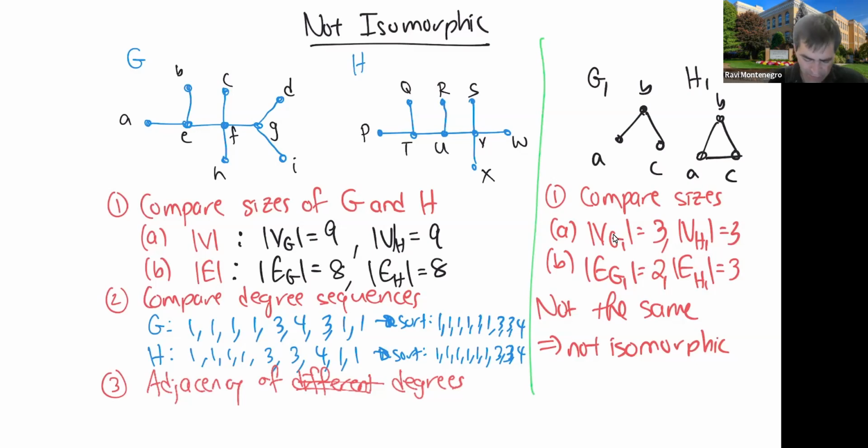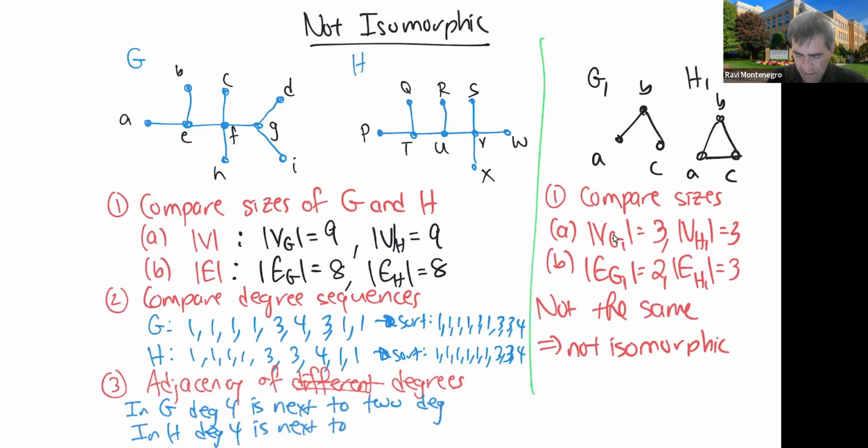So what I said earlier was in G, degree 4 is next to 2 degree 3s. In H, degree 4 is next to only 1. And I didn't write the 3 down. So in one of the figures, the degree 4 was next to 2 degree 3s. In the other figure, it was only next to 1 degree 3. That means they cannot be the same.